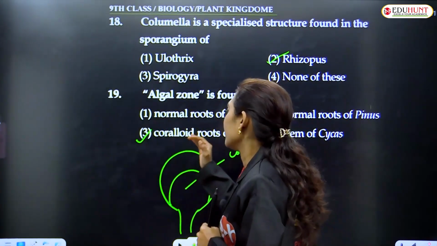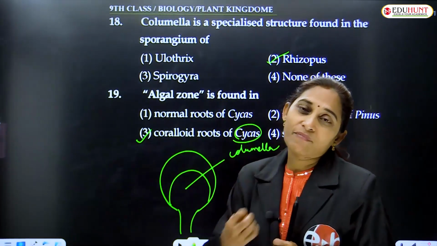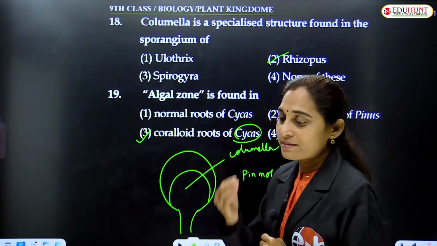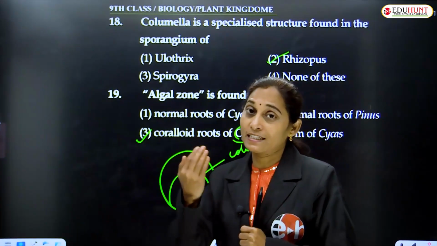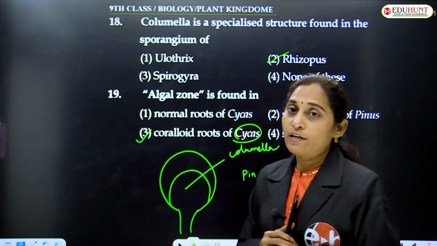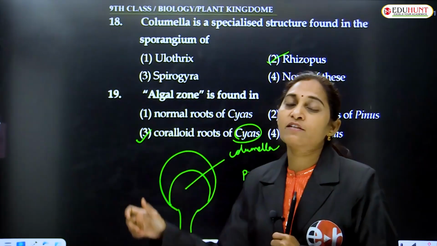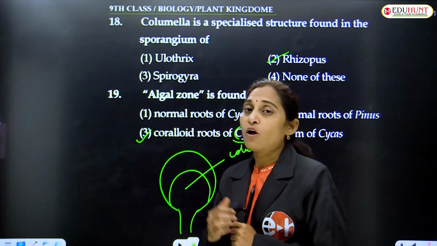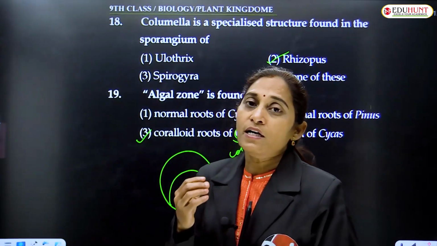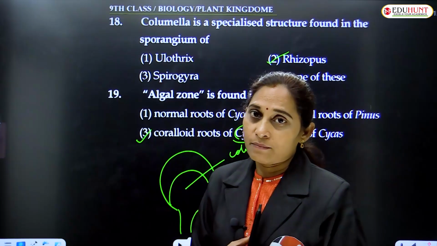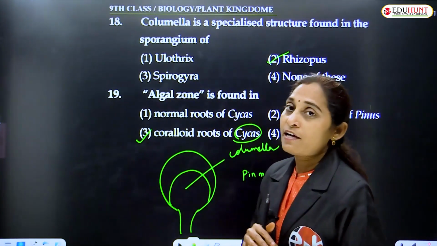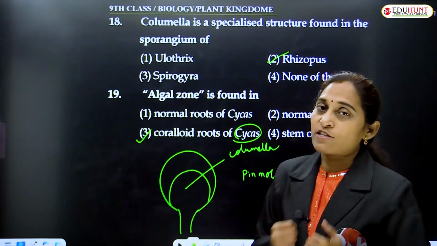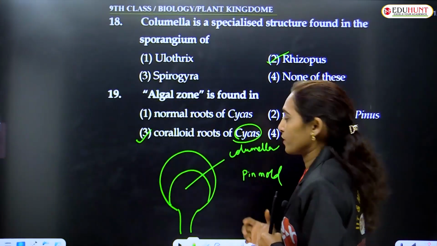In case these coralloid roots are away from the gravity, that is negatively geotropic, and if we see the section or the internal anatomy of the coralloid root, it has a peculiar region called the algal zone. In that algal zone, the cycas coralloid root consists of Nostoc and Anabaena, which are cyanophycean members meant for fixation of atmospheric nitrogen.